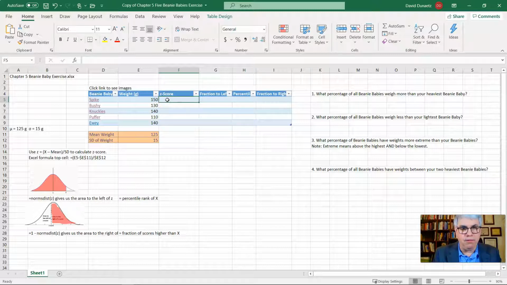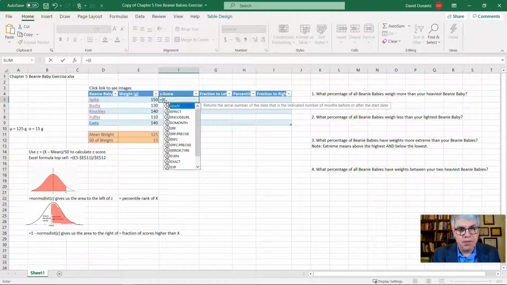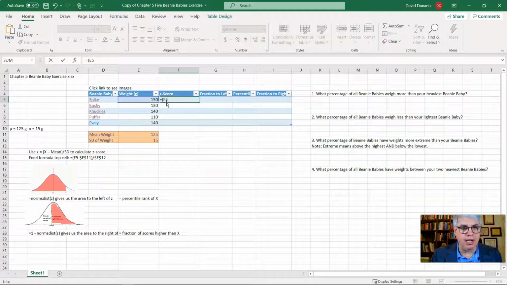We're going to do equals, and then the top of the fraction, we're going to have the raw score, which is E5. And I'm not going to put a dollar sign there because we want this to be a relative cell address. When this formula is in row 5, I want it to be 5. When it goes down to row 6, I want it to change to E6. When it's in row 7, I want it to change to E7. So I'm not going to put the dollar sign in front of either the E or the 5.